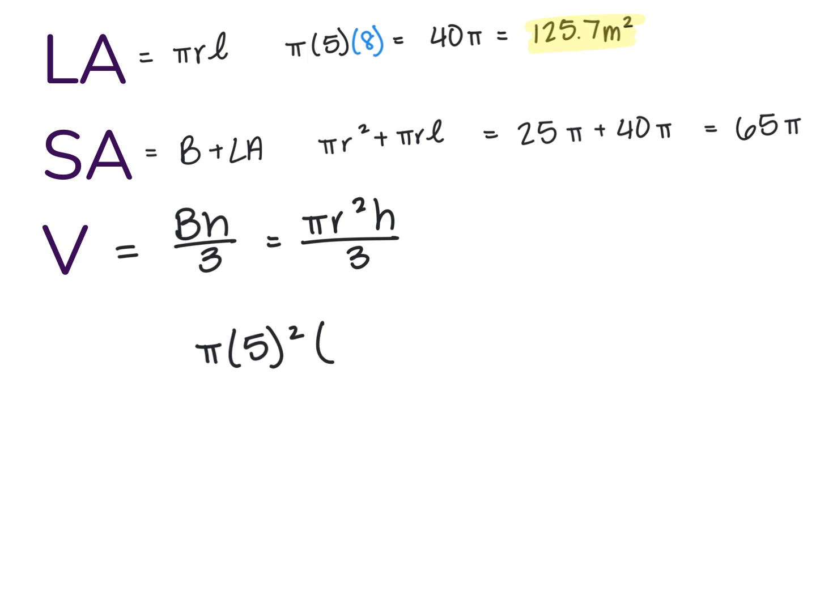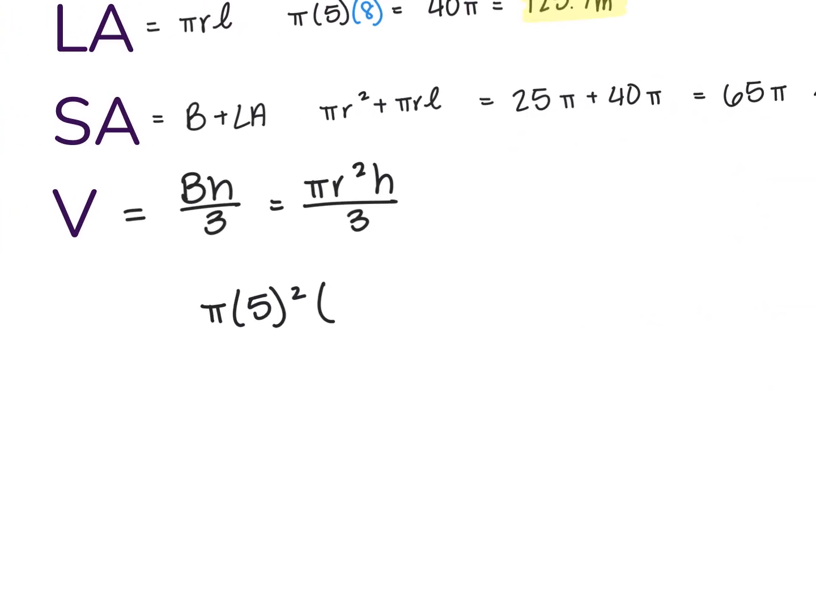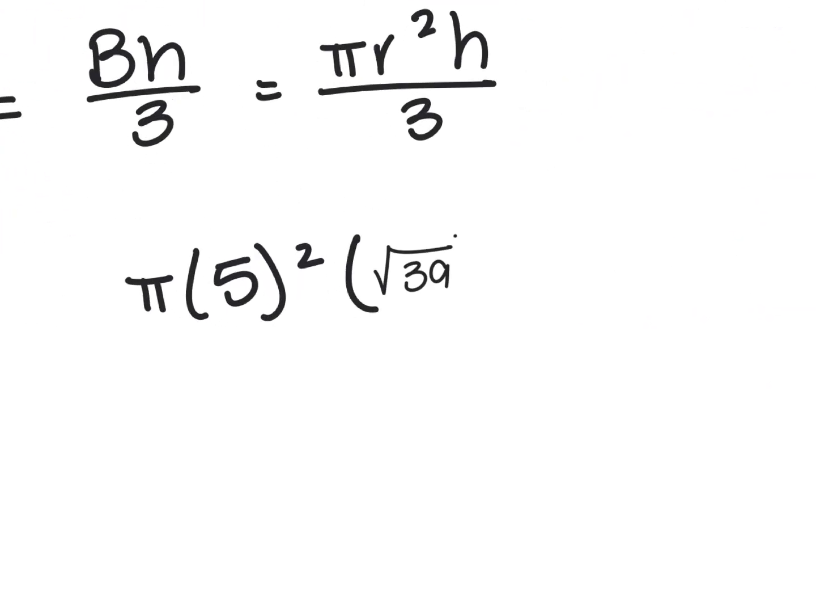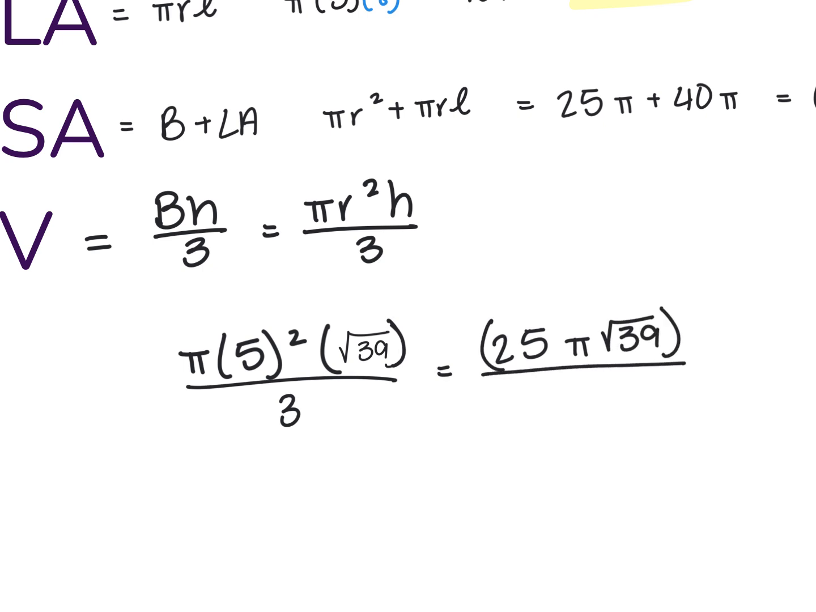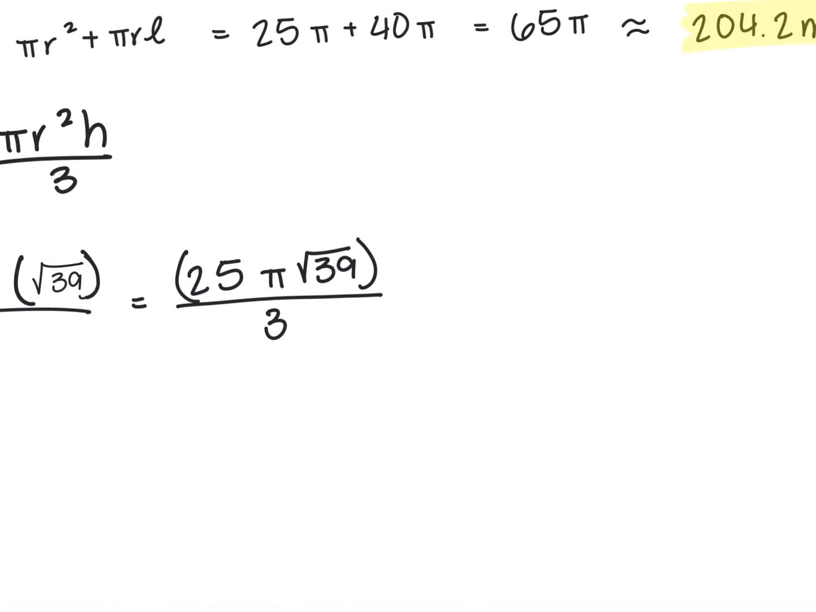Squaring it times my height. Let's see what my height was. I think we solved for height, which is the square root of 39. And all of that is going to be divided by 3. Yes, you can just plug it all into the calculator, but please don't forget to use parentheses. So I'm going to plug in 25 times pi times the square root of 39. Keep that in parentheses because I'm going to do that first. Then I'm dividing everything by 3. If you plugged it into the calculator correctly, your volume is going to equal 163.5 meters cubed. I'm cubing it because volume is in cubic units.